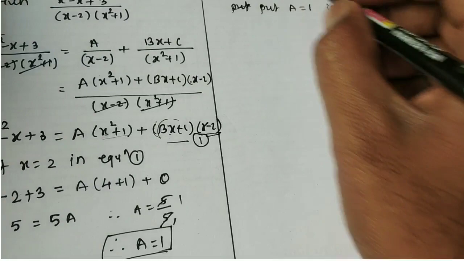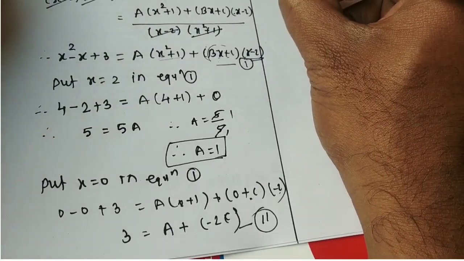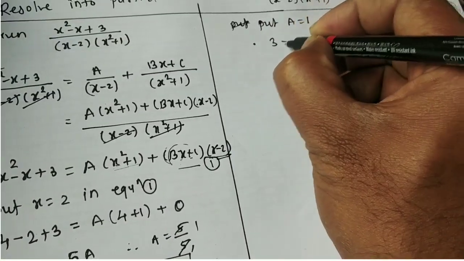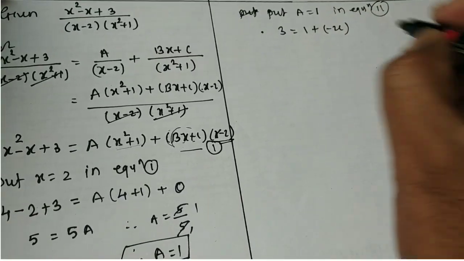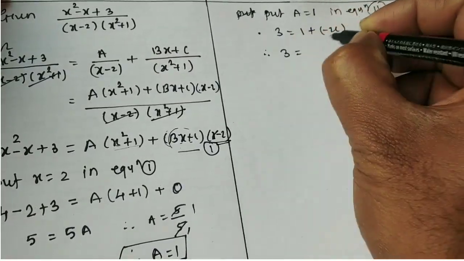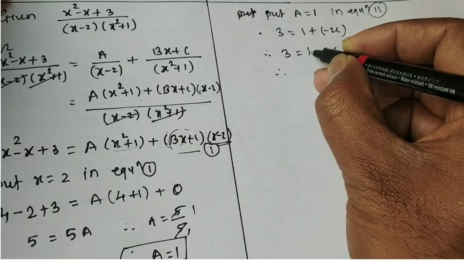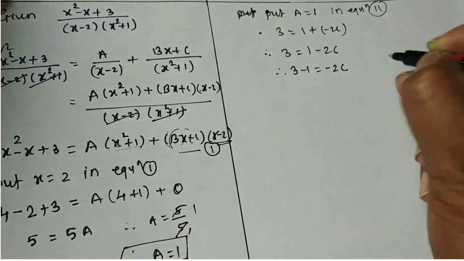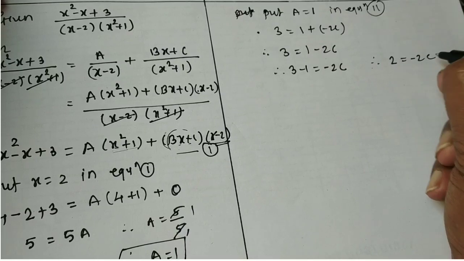So what you will get here? Equation second is 3 equal to a minus 2c. So therefore a equal to 1, then 3 equal to 1 minus 2c, correct? If I transfer 1 to this side, 3 minus 1 is equal to minus 2c. So what you will get here? This is 2 equal to minus 2c.